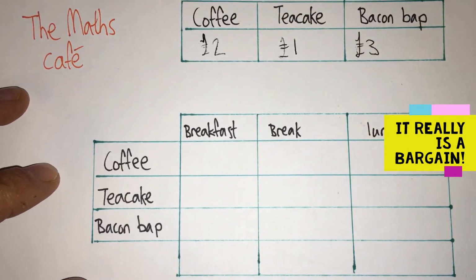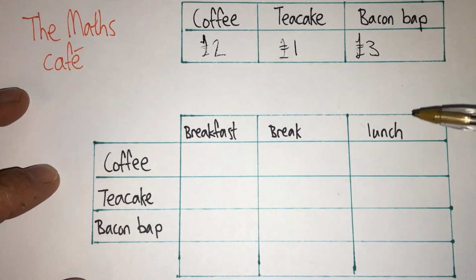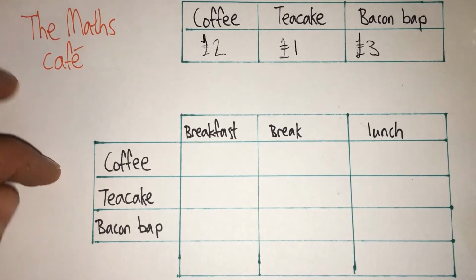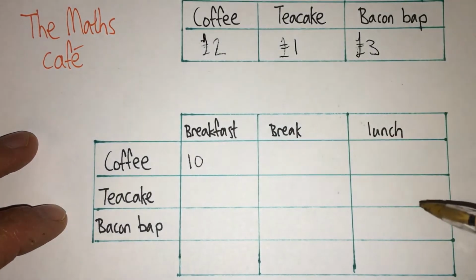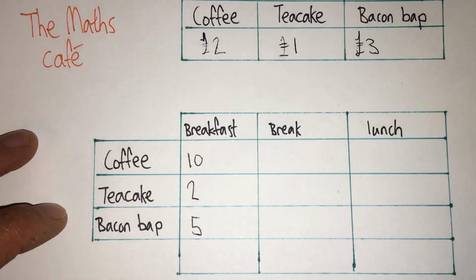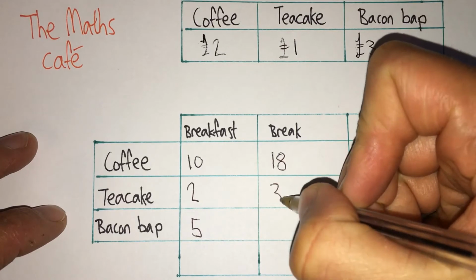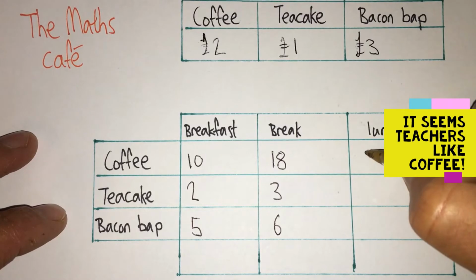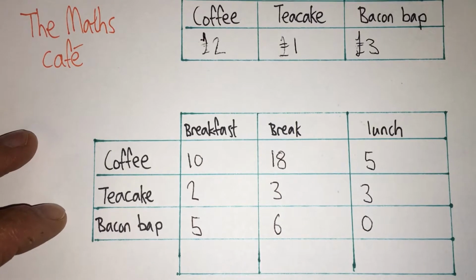The cafe is open before school at Breakfast Club, during break time and at lunchtime. And on one particular day, the number of items sold were as follows. At breakfast there were 10 coffees sold, 2 tea cakes and 5 bacon baps. At break time there were 18 coffees sold, 3 tea cakes and 6 bacon baps. And at lunchtime there were 5 coffees, 3 tea cakes and no bacon baps.